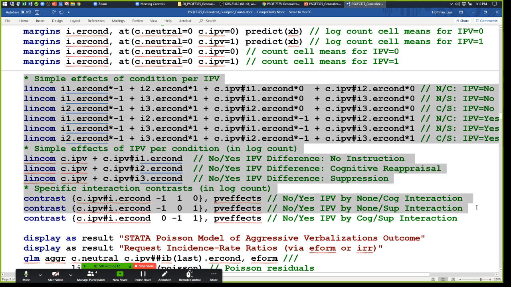These commands right here, do you see anything different about them? Nope. They are literally copied and pasted. Now, why can I do that? Because the model's the same. How the slopes work together to create predicted outcomes, simple effects conditional on each interacting variable and interaction contrast is exactly the same. All of these values, though, are going to be spit out in model scale, which is in log count. So this is the difference in log count. It's the difference in the difference in log count. Log count, log count, log count.